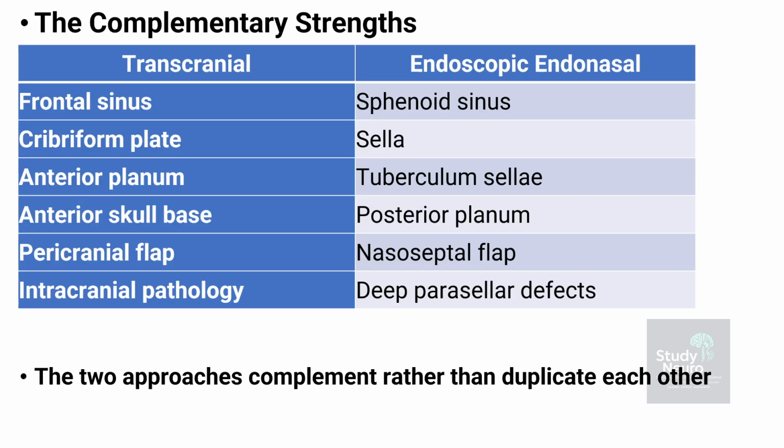The strength of a combined strategy is that each approach contributes something different. The transcranial route offers broad intracranial visualization, control of the anterior skull base, and access for intracranial pathology and pericranial flap reconstruction. The endonasal route provides direct access to the sinonasal corridors and deeper regions such as the sella and paracellar skull base, with vascularized flap options for reconstruction. The approaches are complementary, not duplicative, and should be used according to the anatomy of each defect.